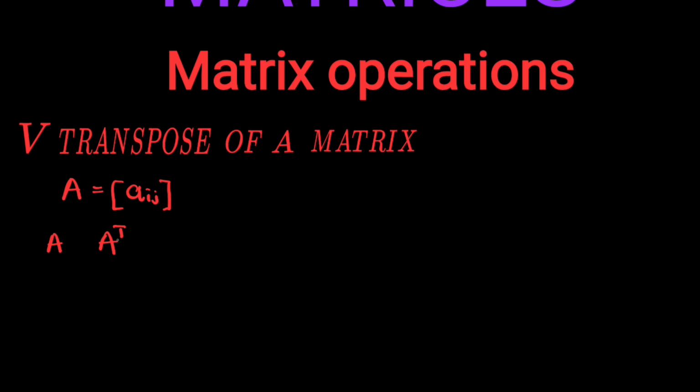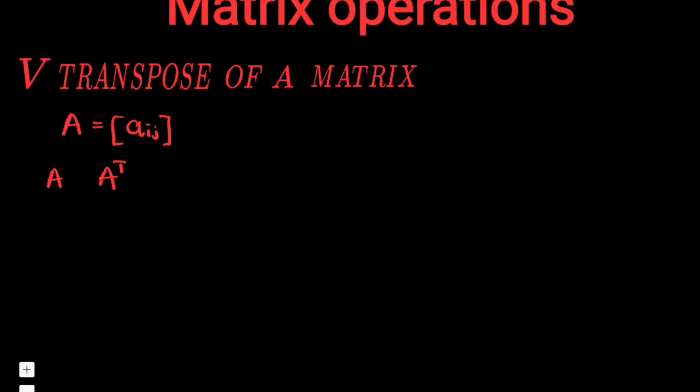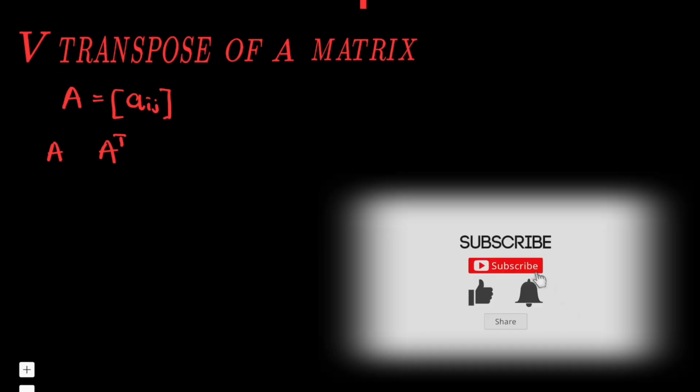So how do we find the transpose of a matrix? To find the transpose of a matrix, we simply interchange the rows and columns. That means the element in the i-th row and the j-th column of A becomes the element in the j-th row and i-th column of A to the power T. Okay, so let me just say what I mean by that.